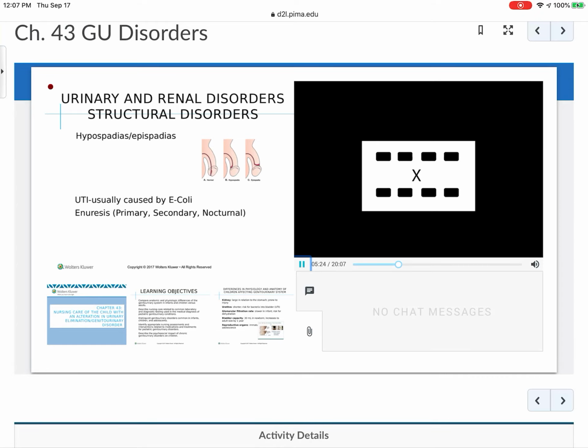UTIs are caused usually by E. coli. When we talk about UTIs, we talk a little bit about how bacteria is going into the bladder. Sexually active females are more at risk for development of UTIs because the bacteria may be forced into the bladder from intercourse. The adolescent male, they say, is a little bit protected from UTIs because of the properties of the prostate secretions.